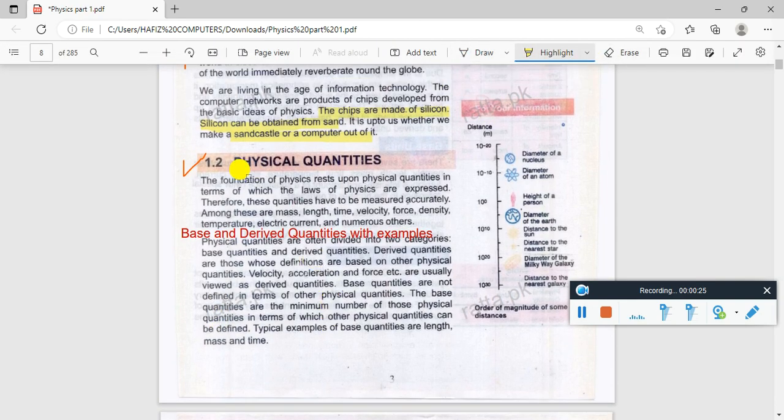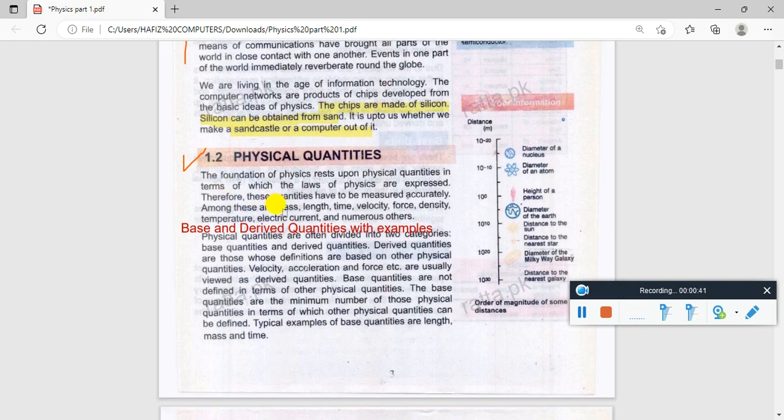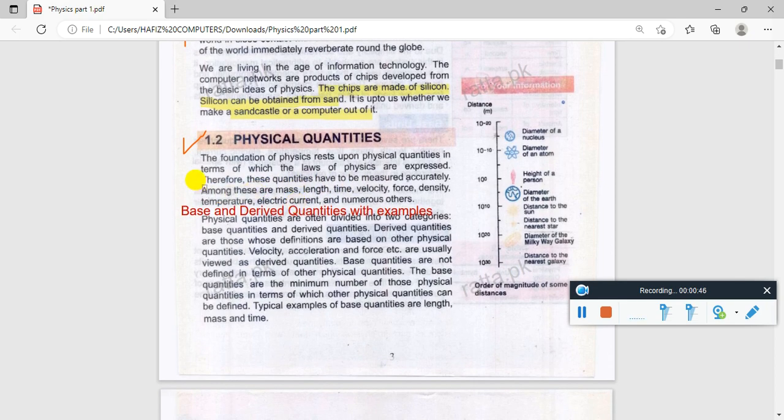The foundation of physics rests upon the physical quantities in terms of which the laws of physics are expressed. All the physical laws depend upon these physical quantities, so these quantities have to be measured accurately. These quantities are mass, length, time, velocity, force, density, temperature, electric current, and others. We will see which are base and which are derived quantities.